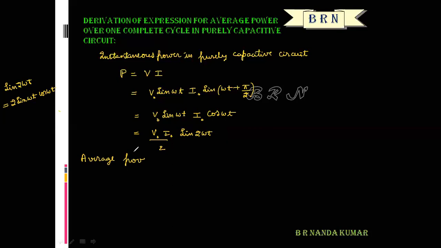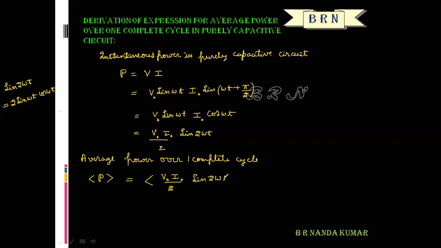Average power over one complete cycle. So let us apply the average on both sides: average of P, average of V naught I naught by 2 sine 2 omega t.